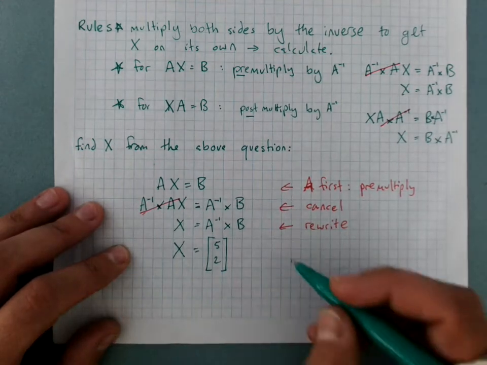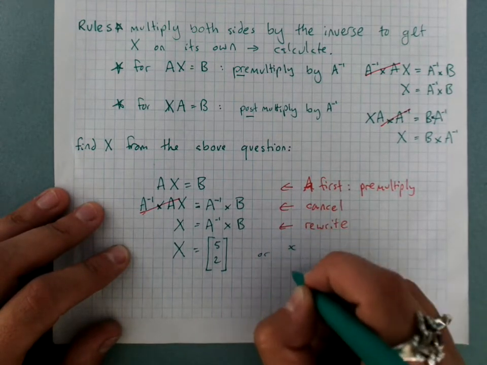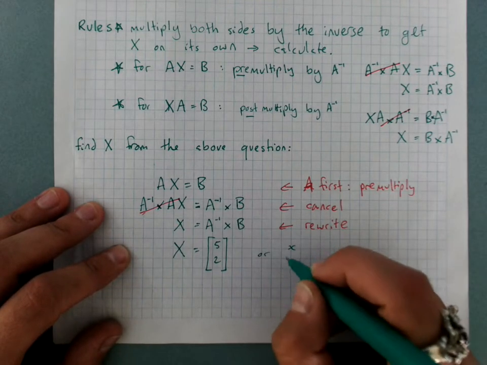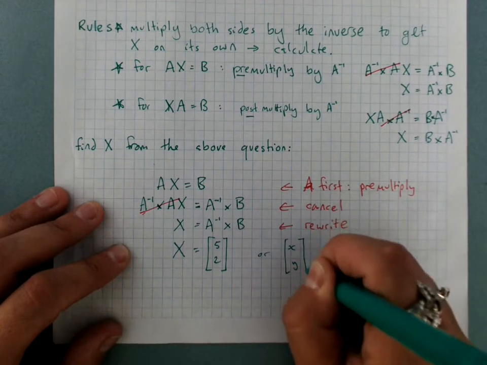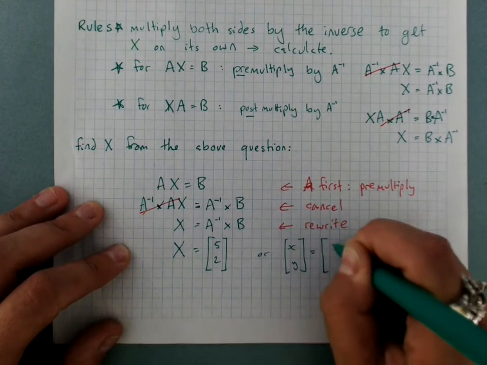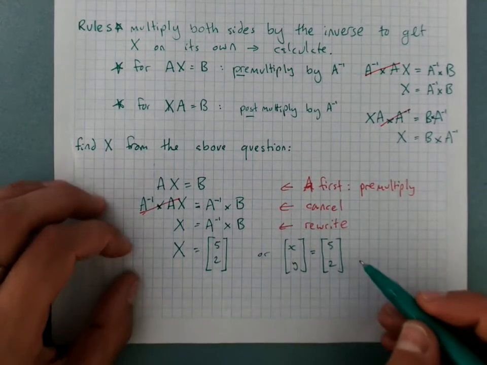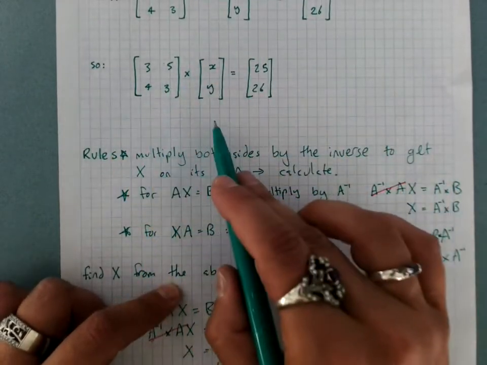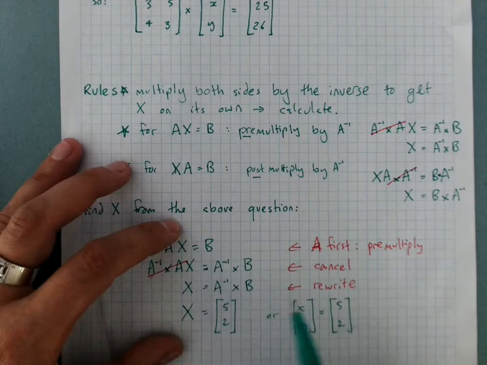Or you can write X, Y in a matrix like that equals 5, 2. Either of those ways of putting your answer are fine. That's the working you need. You do not need to write the matrices out. You work with the matrix equation with the letters.